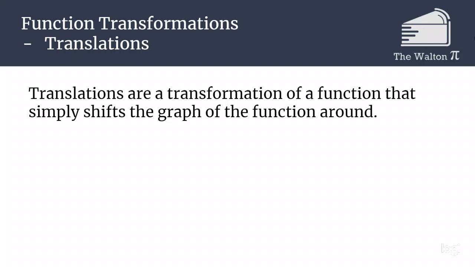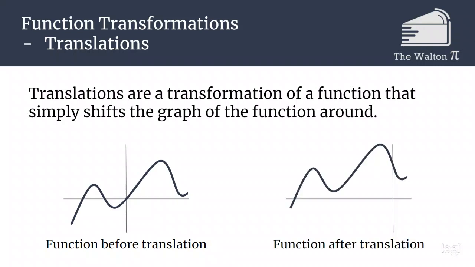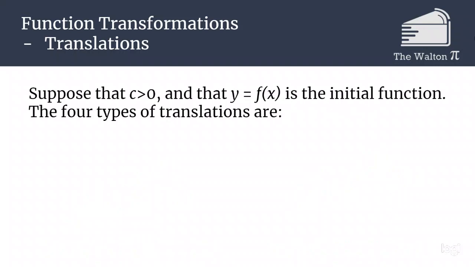To start off, let's talk about translations. A translation is a transformation of a function that just slides the graph of the function around. It doesn't stretch it or bend it or anything. It just takes it and slides it around. So if this was our original function before the translation, this might be an example of the function after translation. It's the same shape of the graph, it's just been slid around somewhere else. We will talk about how we can do that momentarily.